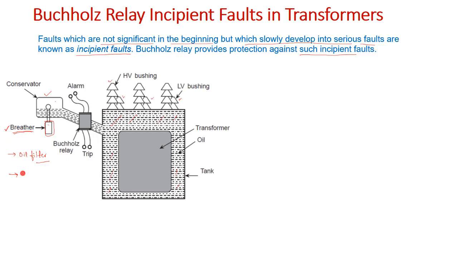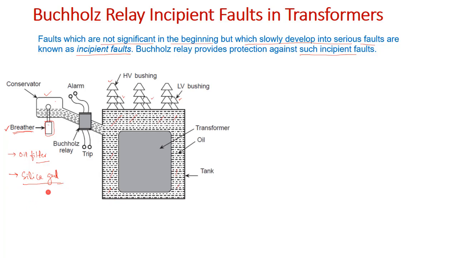The other component is the silica gel. Silica gel plays a very important role to filter out, or dry out, the moisture in the air which will go inside. It should be free from moisture. It is very important, right? So the role of silica gel is to dry off the moisture content from the air when air is being sucked by the transformer. So this is the structure of the transformer.